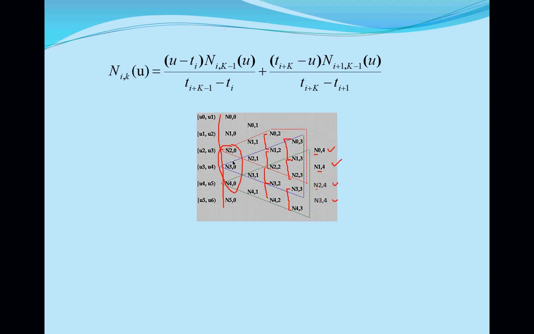Now this could be either 0 or 1 depending upon the value of u, and it goes back in the forward direction. And of course while going back there is a factor multiplied by u minus ti, over ti plus k minus 1 minus ti. So this u is always getting multiplied. You can also see that here in between I am multiplying u, here I am multiplying u, and here I am multiplying u.